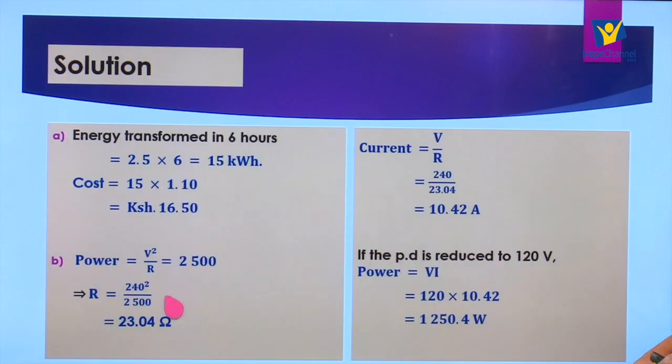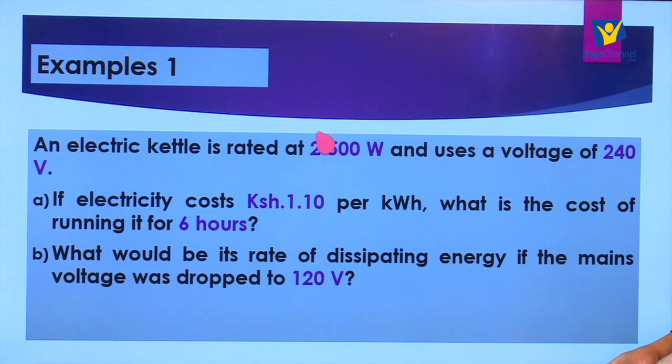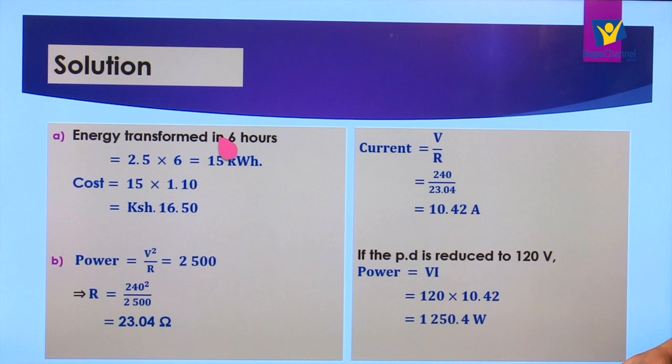So we have a solution here. There is that energy transformed in 6 hours. The rating of the kettle is 2500 watts, which is the same as 2.5 kilowatts. For us to change from watts to kilowatts, we take the watts and divide by 1000. So 2500 divided by 1000 gives us 2.5. So the energy transformed in 6 hours will be 2.5 kilowatts times 6, which gives us 15 kilowatt hours. This is the energy consumed or transformed in the 6 hours.